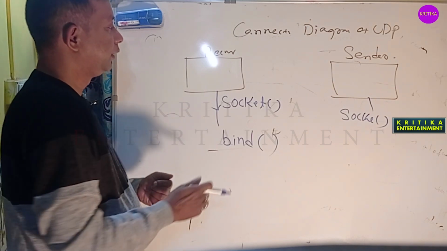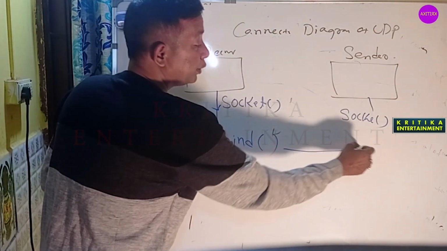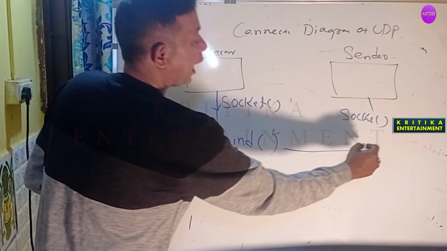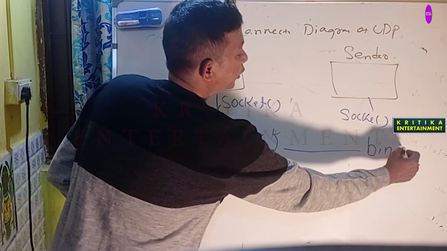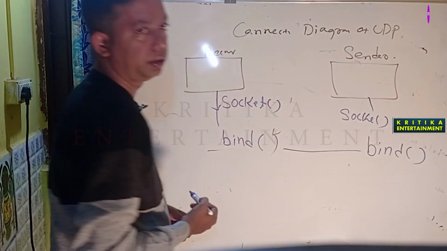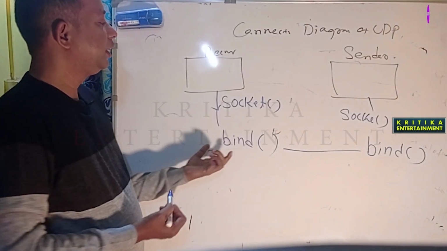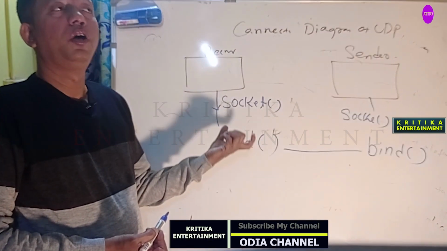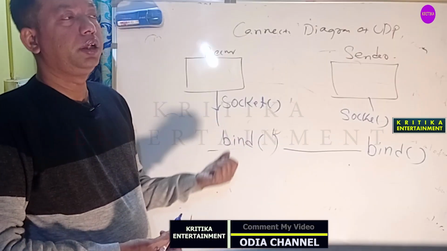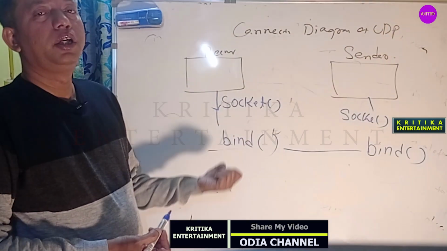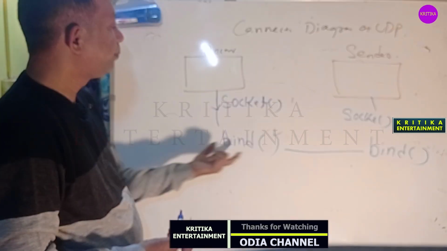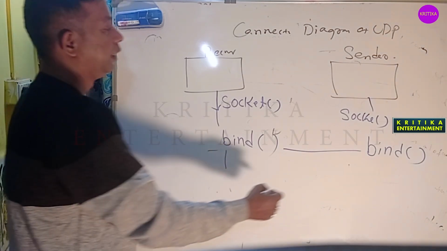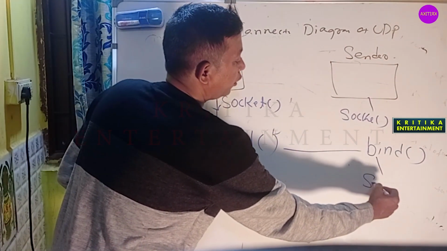Okay, then bind. Then the question is whether the sender side needs bind. It is optional. You may bind, you may not bind, but I will show you using the bind function on both sides. Since it is not TCP, there is no need to write the listen function, accept function, or connect function. So after bind, you can directly go here, and your sender will send using sendto.